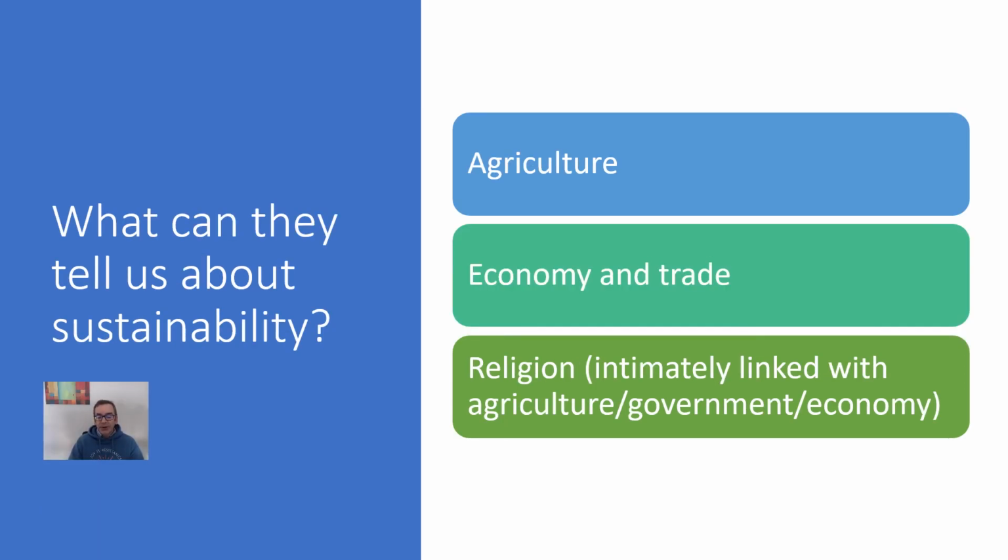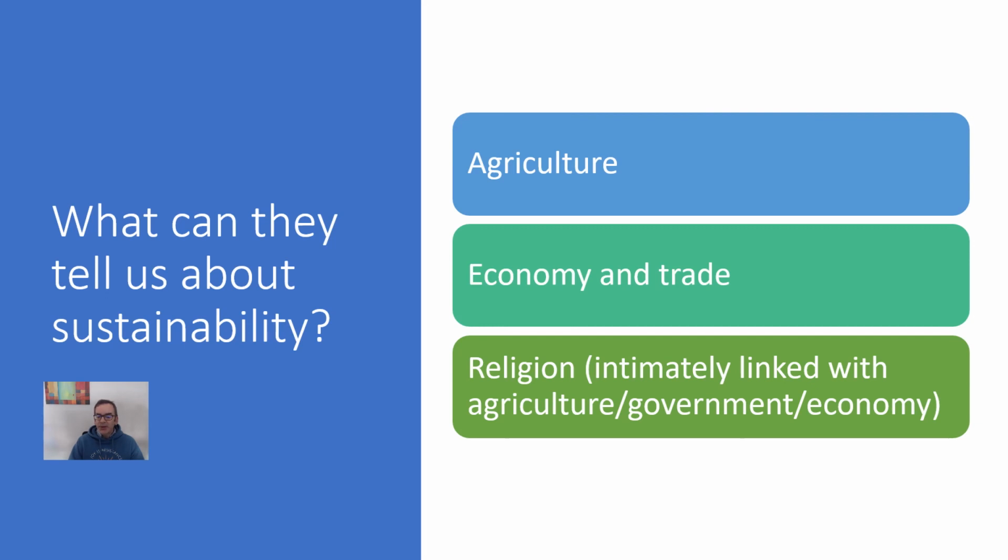So of course, the whole class is about sustainability. Maybe what they can tell us about sustainability is showing us what's actually happening in agriculture. So you see these scenes of people making bread. There's lots of them of people making beer. You can see the end results of agriculture, which of course is tied with the economy and with trade.